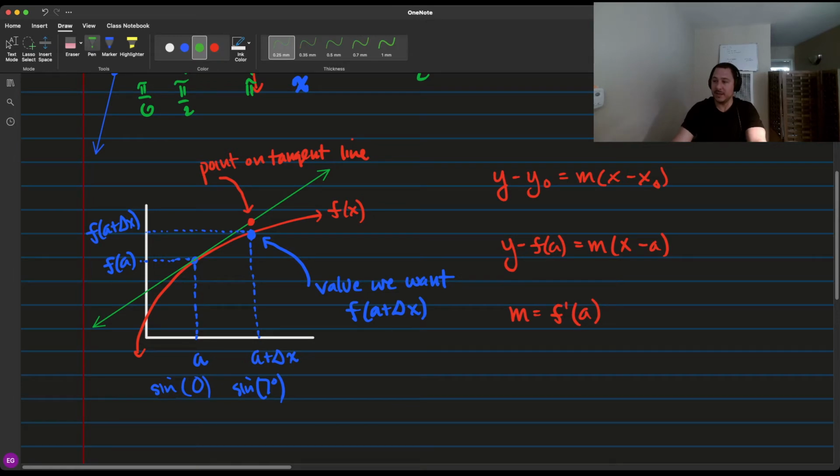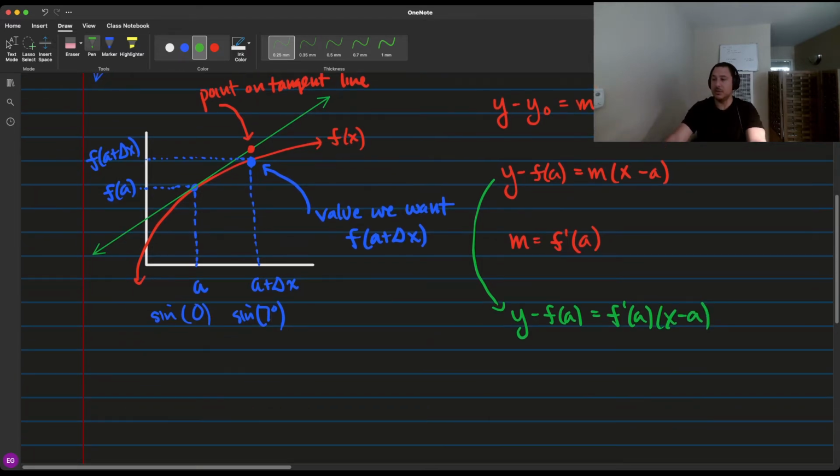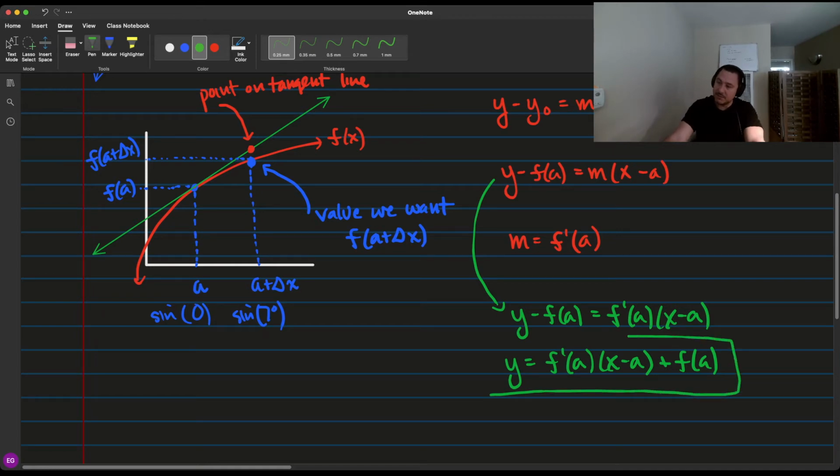So together, this gives you y minus f of a equals f prime of a times x minus a. Which gives you this, if you move the f of a over: y equals f prime of a times x minus a plus f of a. This is your tangent line approximation.